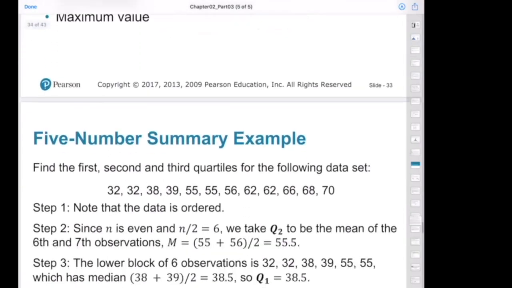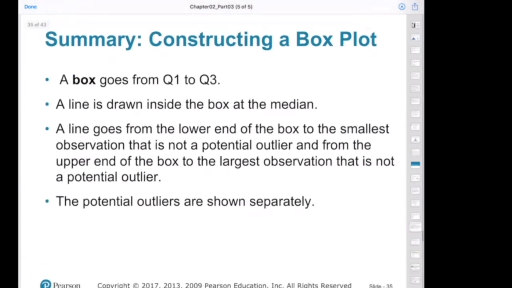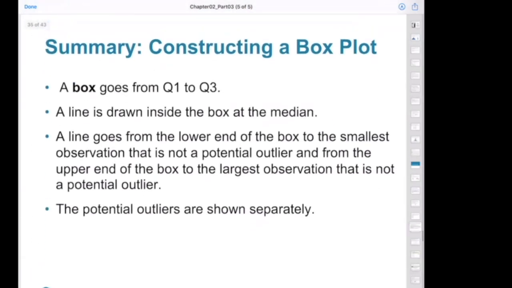So in this example, of course, this is a quick example to find, again, the first quartile, the second quartile, the third quartile, the smallest number, and the largest number. So this is to find the 5 number summary. So simple, you already know how to find them now. And then you construct the box plot, as I said to you.